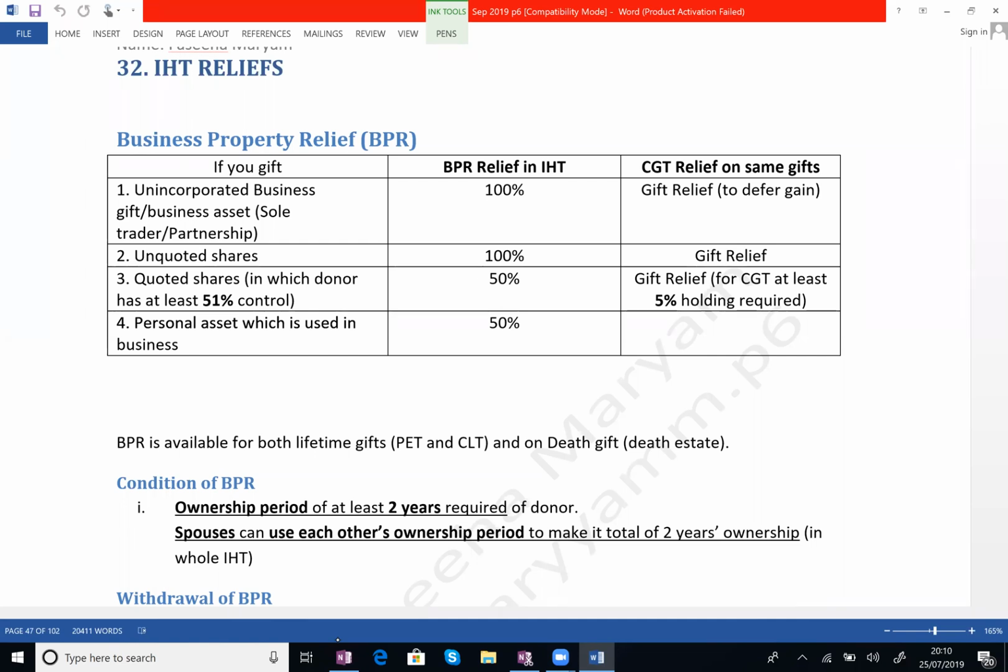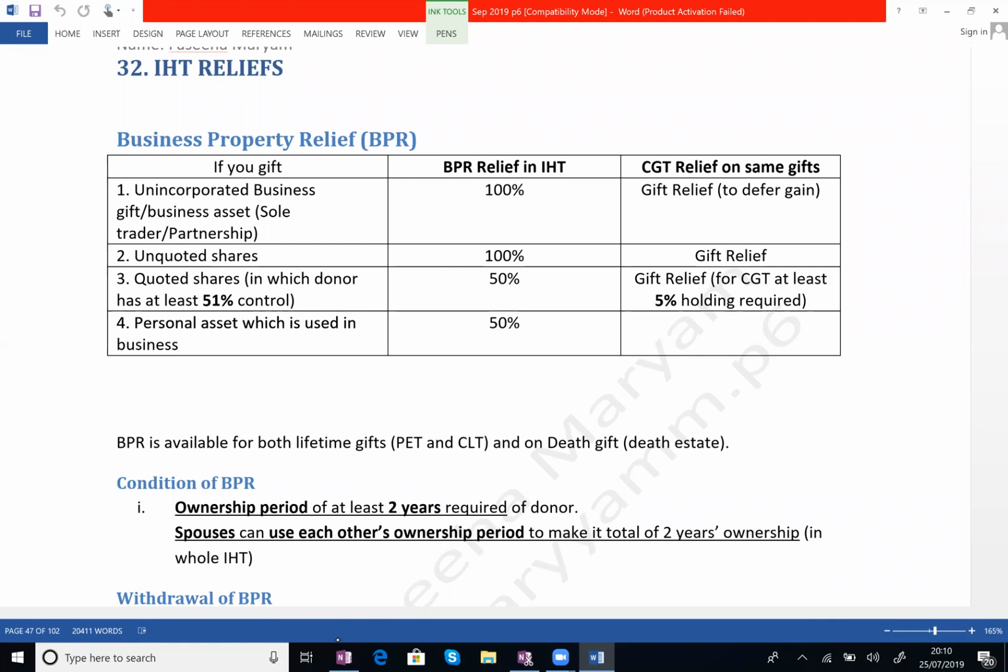And we already discussed this in gift relief. When you gift all these things, you also get the gift relief. Same things. In CGT, gift relief is available when you gift the unincorporated business, unquoted shares, quoted shares. The conditions of BPR and gift relief are the same. In IHT, when you gift these things, BPR is available. In CGT, gift relief is available on gifting these things.